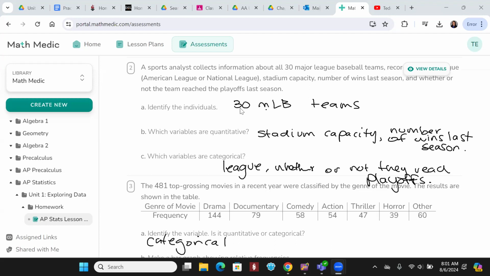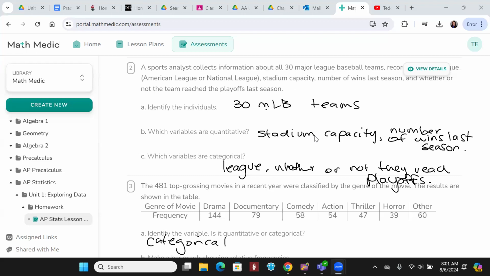The baseball teams, the 30 MLB teams, right? All right, which variables are quantitative? Okay. And then which ones are categorical? So the league and whether or not they actually reach the playoffs, right? Everybody good on that? Yep. So the individual, they're not counted as a variable. They're who we're talking about. Does that make sense? Okay.